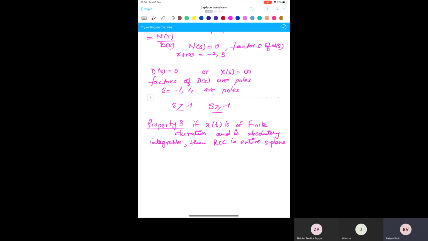Now, what is the meaning of the term finite duration signal? Suppose a signal is defined as u of t. Do you think that u of t is a finite signal or an infinite signal? What do you think, u of t is a finite signal or an infinite signal?